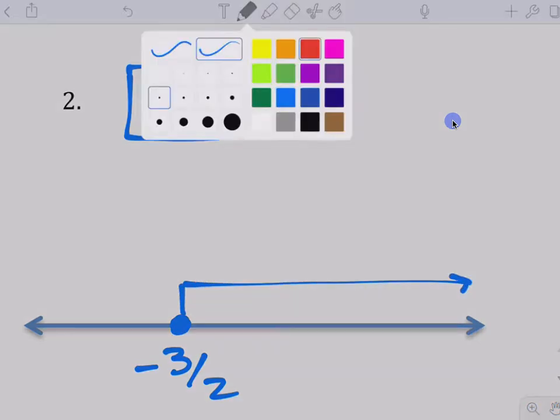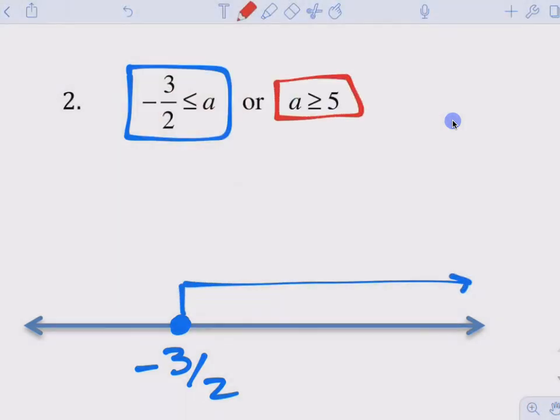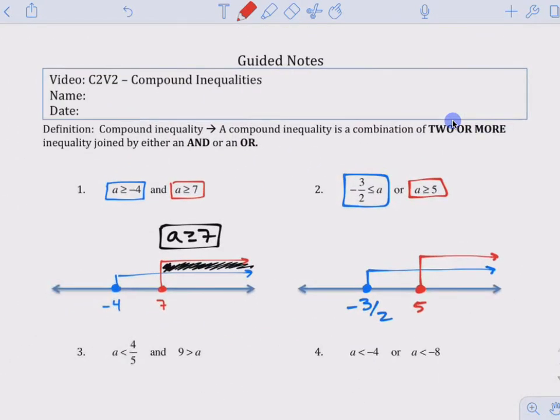For a is greater than or equal to 5, 5 is our boundary number. We're going to, again, use a solid dot, and we're also going to shade to the right. So interestingly, we note that our graph looks very similar to our first one. We have two arrows going to the right that do have a region that overlaps. Okay, but now instead of an "and," we've got an "or." So let's talk about what that means.